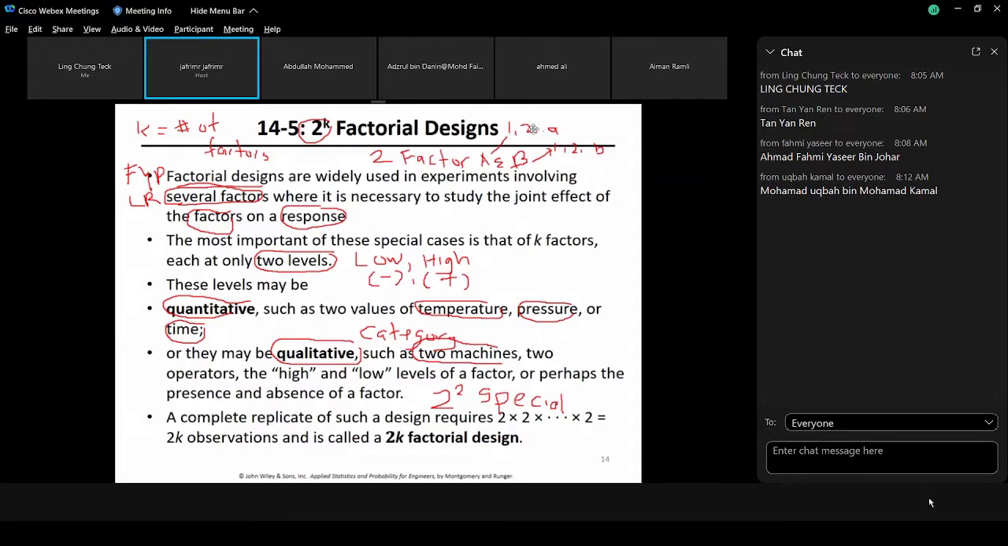Multiple means 1, 2 up to A, B. But today is a special case. You know, 2 factor, but 1 and 2, B also 1 and 2. So I hope you can clear. You have understood the difference between yesterday and today's lecture.